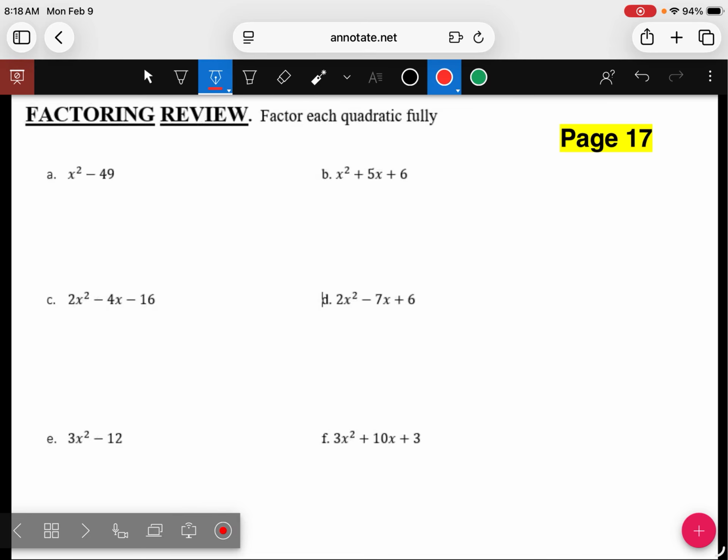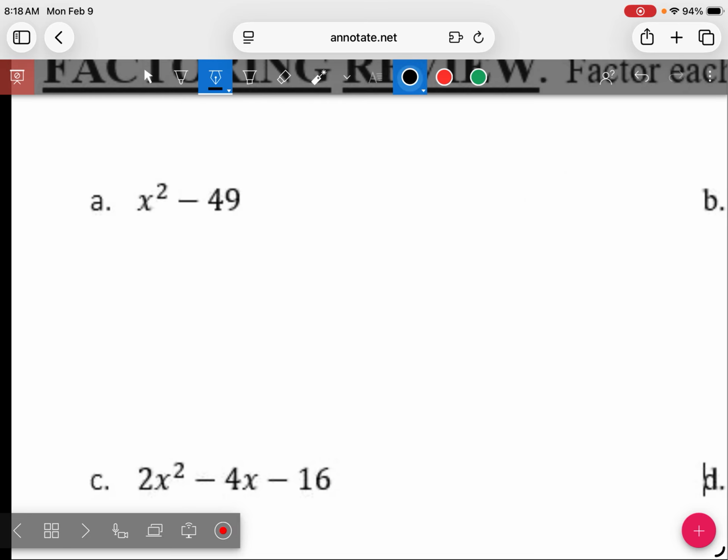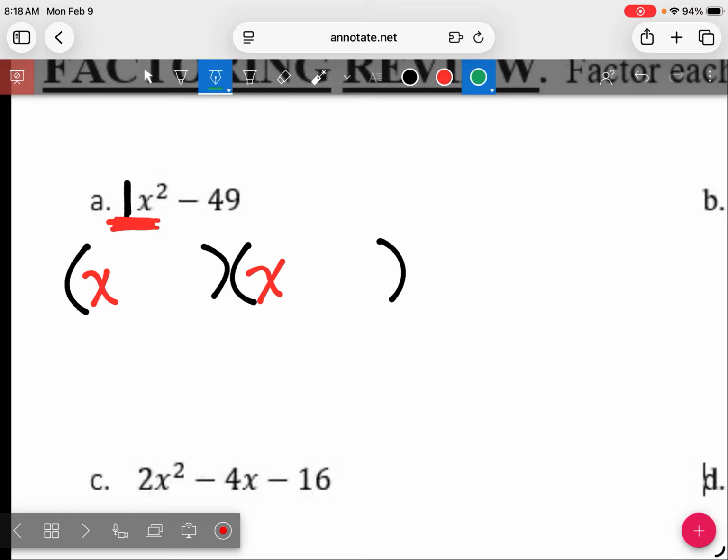All right, so A is the difference of two squares. You always start by asking, do you have a GCF? This one doesn't have a GCF. So I'm going to make my 2 parentheses. The only thing that you can multiply to get x squared is x times x. What do you think the number is that's going in the back? It has to be the same number. 7. 7 times 7 is 49. Put that in the back.